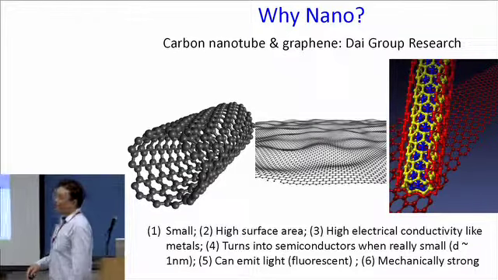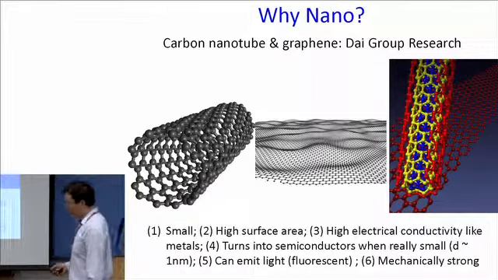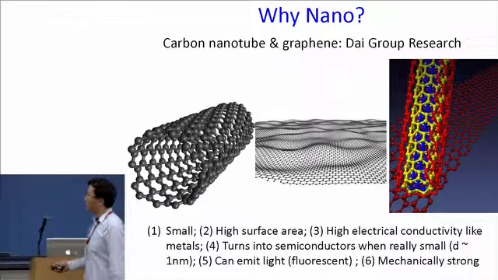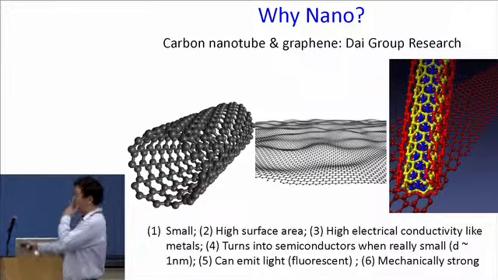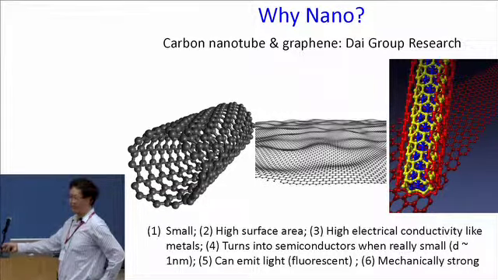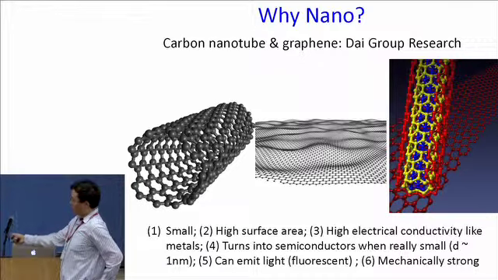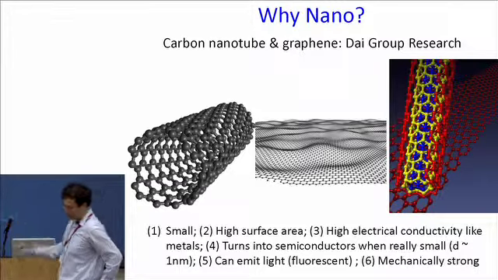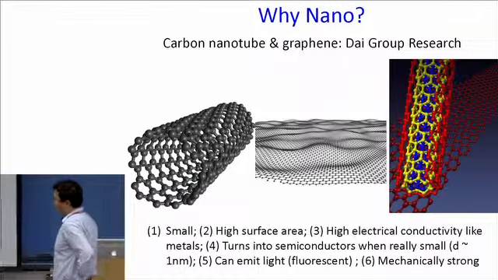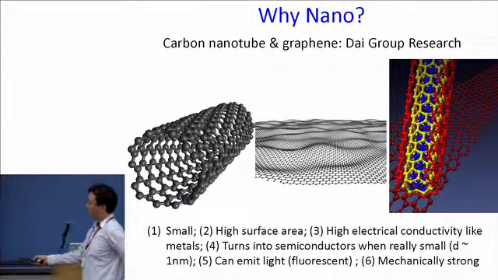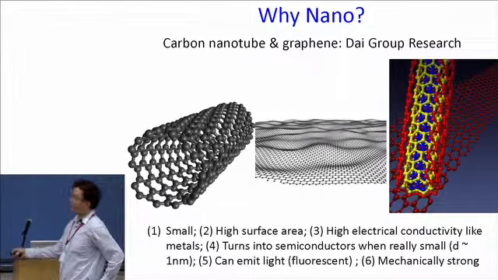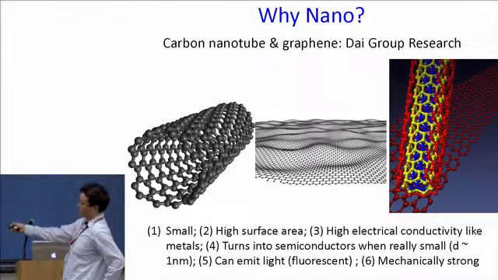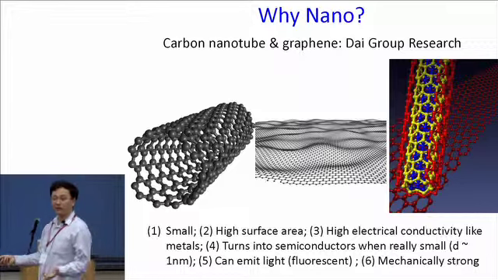And so my group, as Andrew mentioned, works on these materials, and the features of these materials are as follows. They're small, they have high surface area, and they're actually very good conductors. Okay, they conduct electrons really well. And another thing is that they can actually turn into semiconductors. So this sheet is a metal, okay? But if you make a tube that's small enough, it actually becomes a semiconductor.